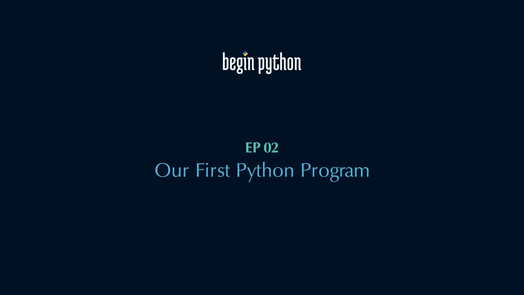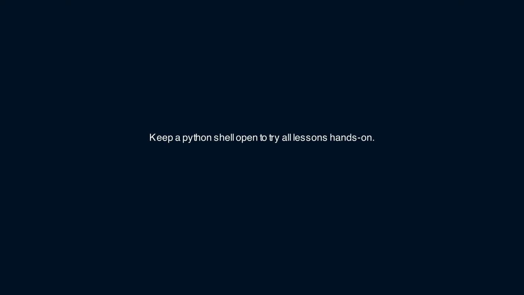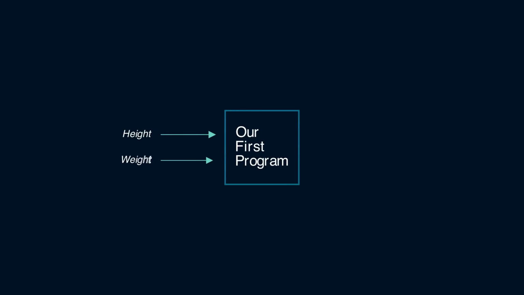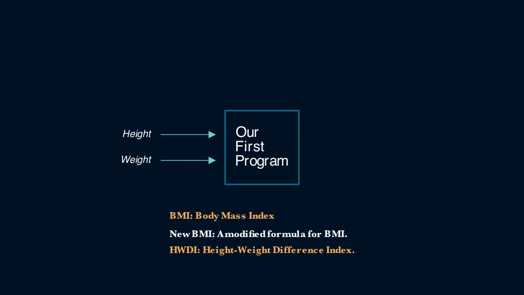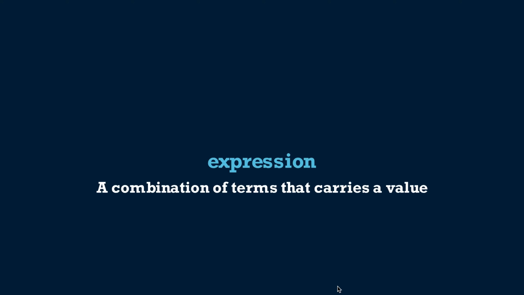Welcome to the second episode of this series. By the end of this video, we will have written a simple program that accepts your height and weight, calculates three indexes, BMI, new BMI, and HWDI, and then displays the results. Let's start by writing some simple expressions.